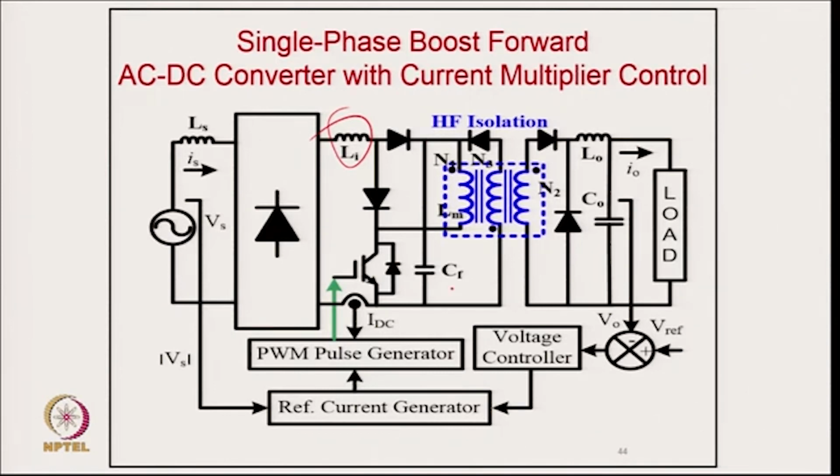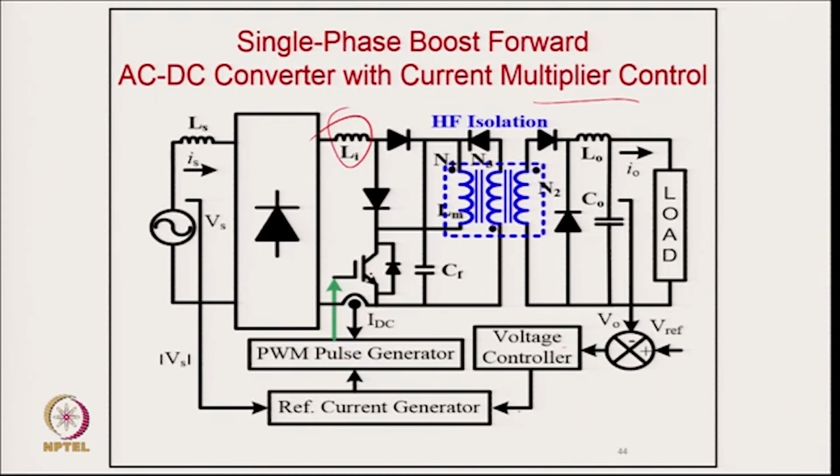So, it will work as a forward boost converter, a current multiplier approach, in the sense we are sensing the voltage and input current as we have discussed in the PFC. You have to sense the voltage and current, so output voltage regulation is there. We have a reference voltage, a feedback voltage and a voltage controller. Output of that we give to the reference current generator, for which we take the shape from here, and then we sense the current from here, and from this we give the switching to it.